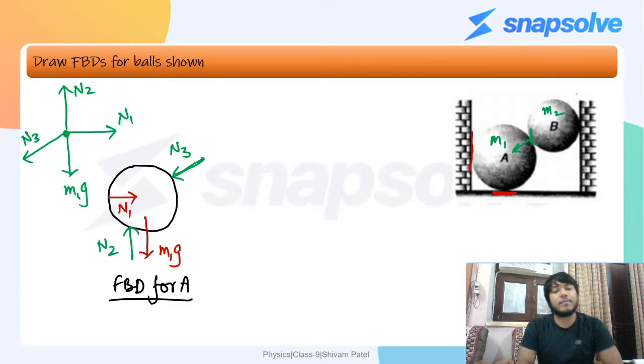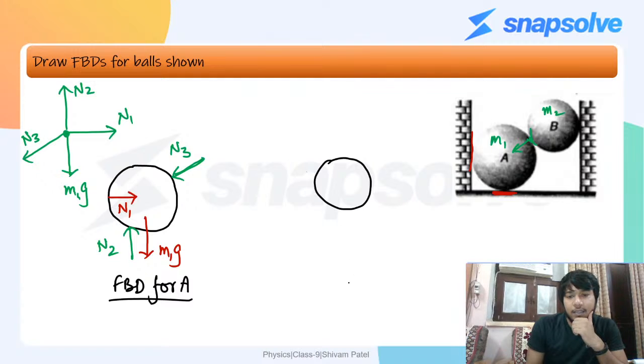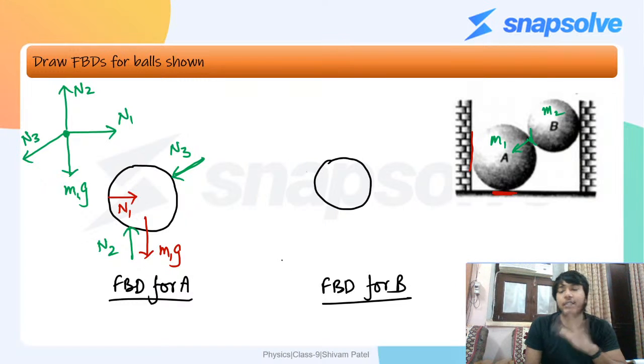So that will become the free body diagram for body A. Let's try to draw the free body diagram for body B. So for that, I'm trying to draw a circle. Let's say this is body B, right? This is the FBD for B. Clear? Now, what are the forces acting?